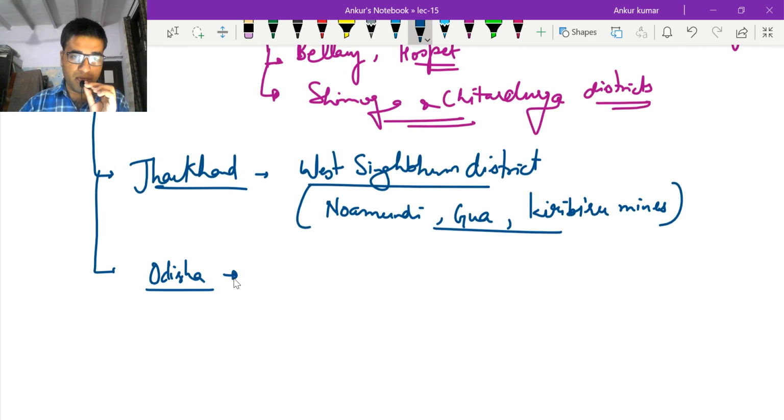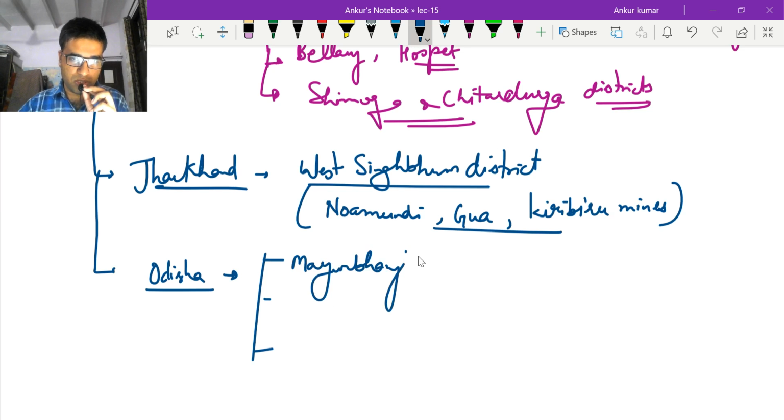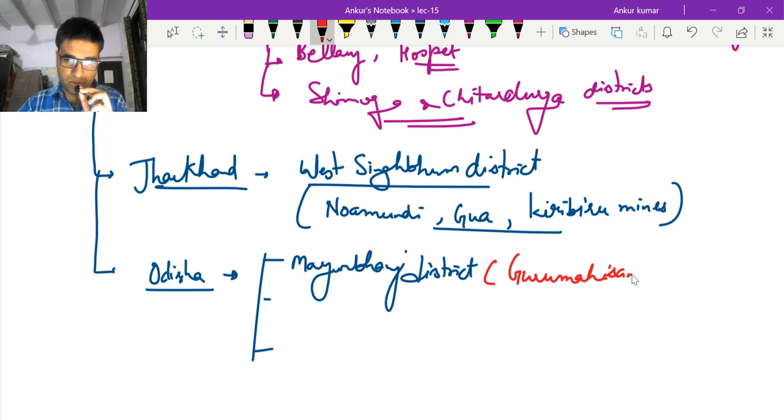In Odisha, the areas that we have to remember is the Mayurbhanj. Let us first write the name of the district. Number one is the Mayurbhanj district. Right, Mayurbhanj district. And the important mine in Mayurbhanj district is Gurumahisani mine.